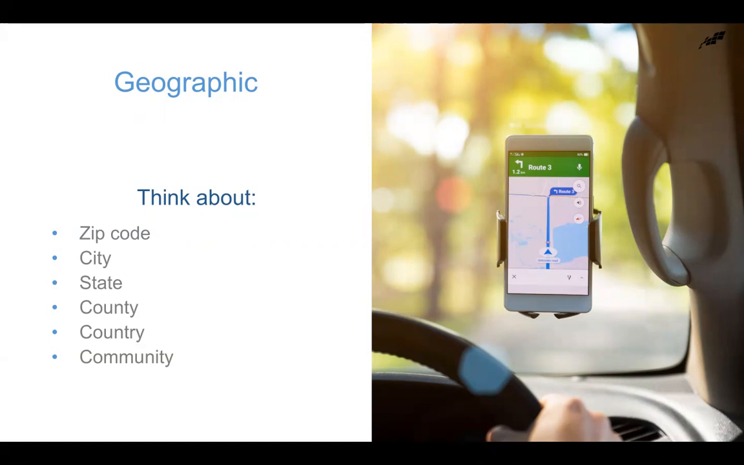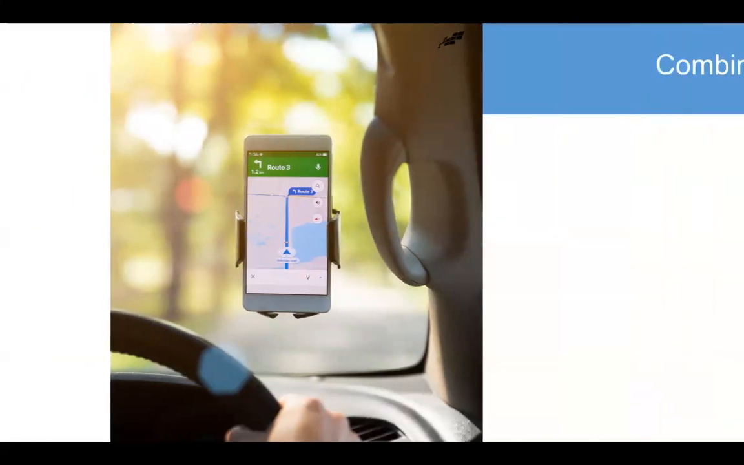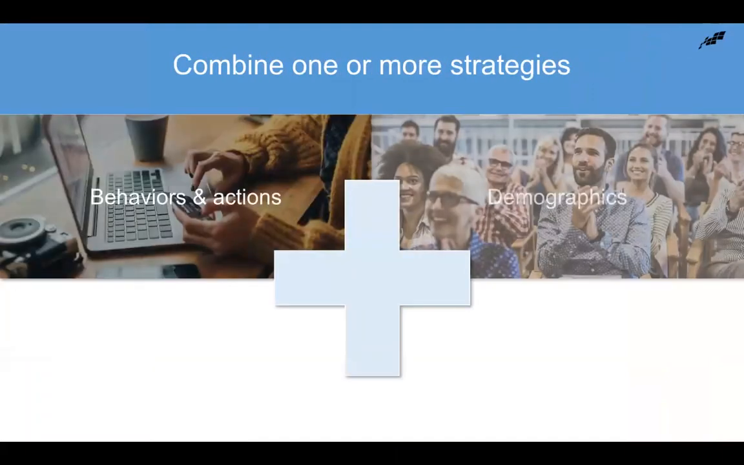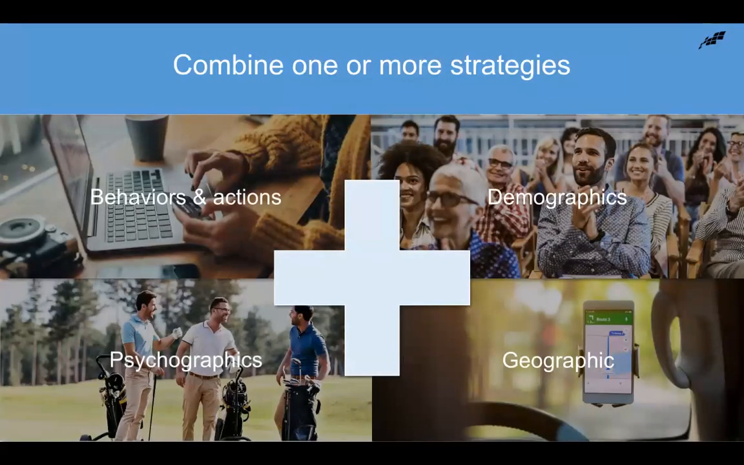But Cheri, what if I need more than one of these? I need geography and demographics. And that's okay. Here we go. You can combine them. So if you want to send the information that's most relevant to your audience, you need to think about what's the best combination of these strategies.